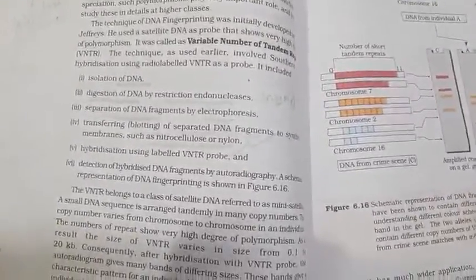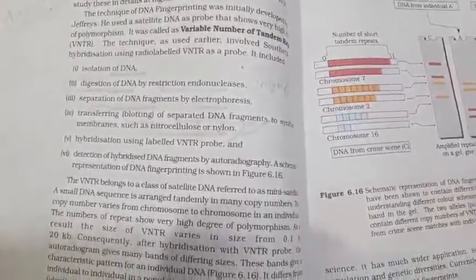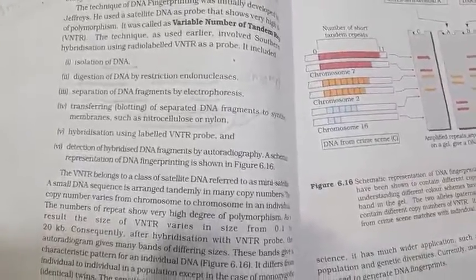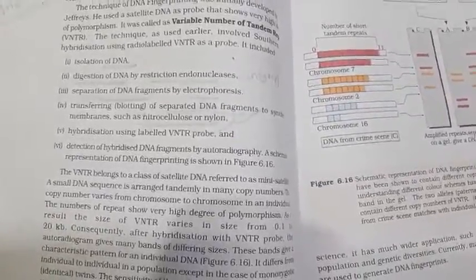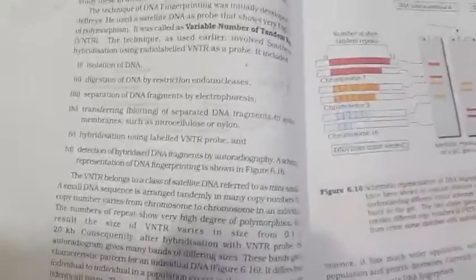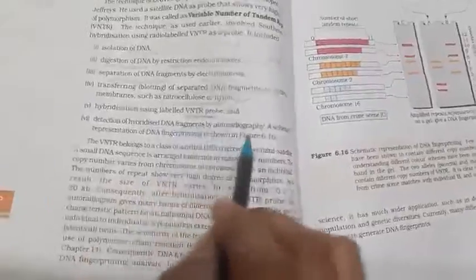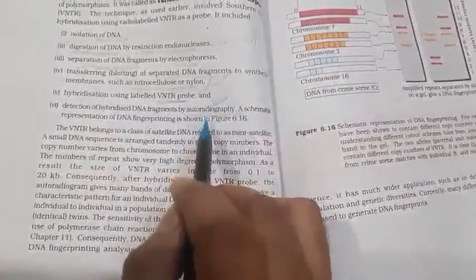Main question in NEET and GUJCAT MCQs: what are the DNA fragments transferred to? The membrane, such as nitrocellulose or nylon. Then hybridization using a labeled VNTR probe. This is a probe. Then detection of the hybridized DNA fragments by autoradiography.